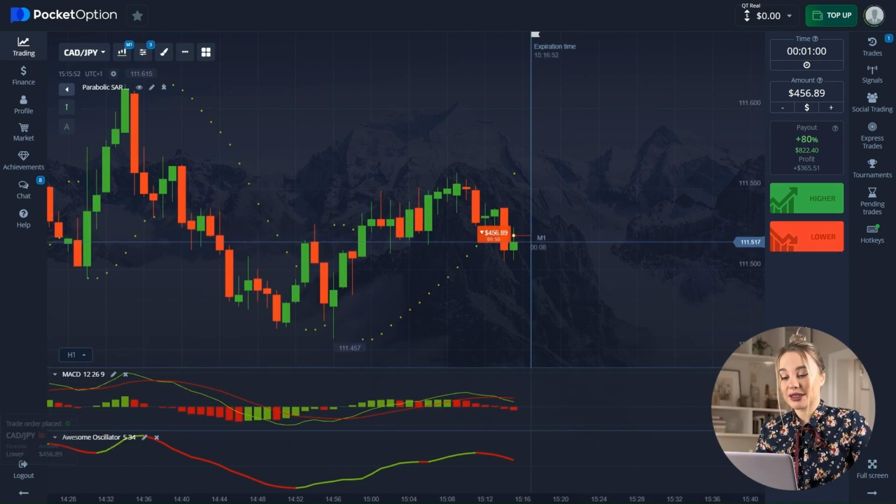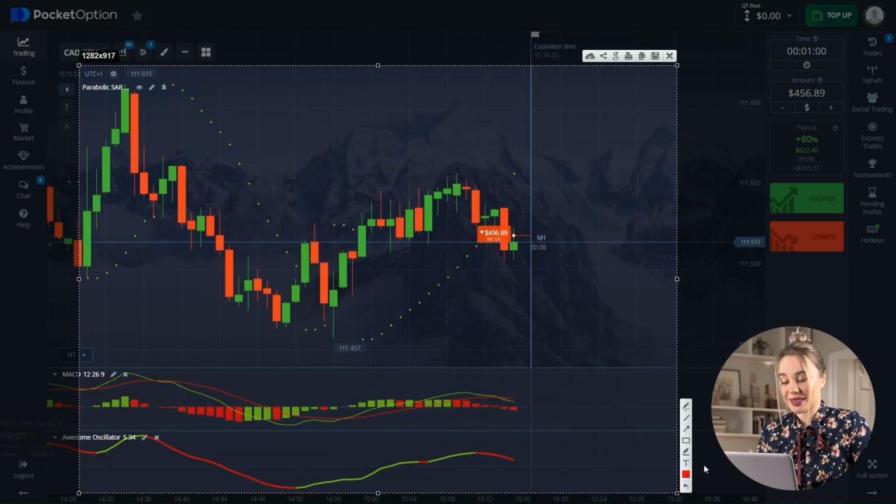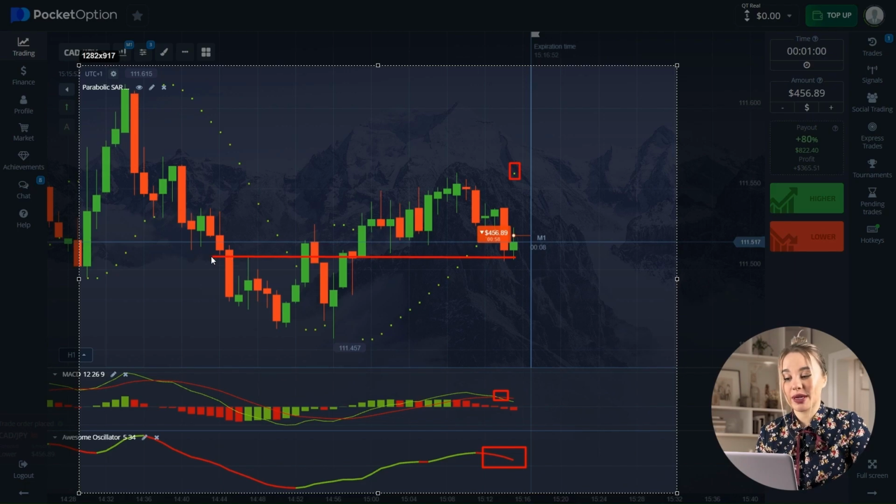Trading pair Canadian dollar and Japanese yen. Here I'm trading on a decrease. We see that the parabolic SAR point has lit up above the chart like a guiding star. It indicates the market is turning down. And the other indicators do not disagree. All signals point to a decrease.